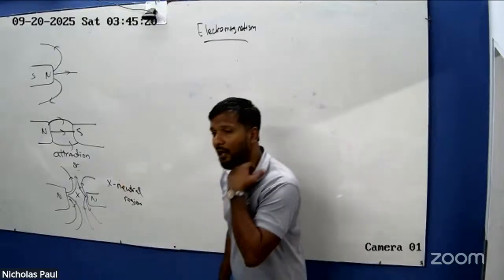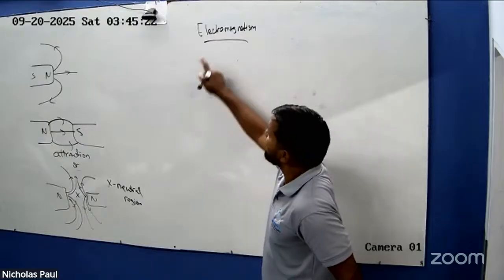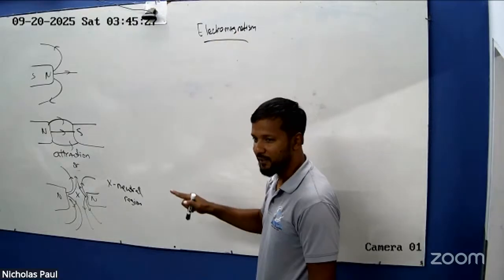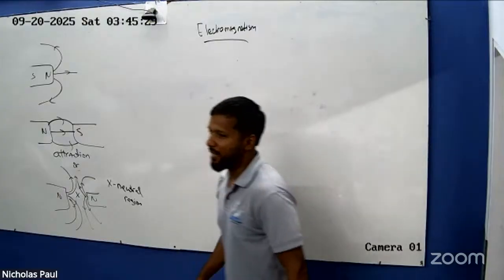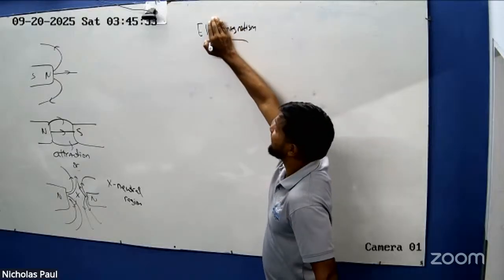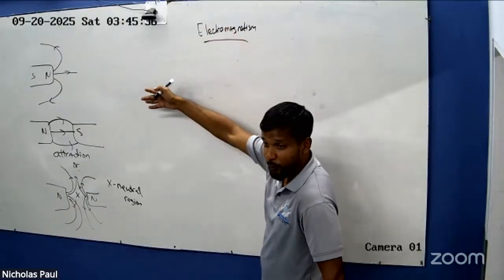Right. What do you think, Chris? What do you think electromagnetism means? Electromagnetism. If you can make a guess. Electro is what? Electricity. Magnetism is something to do with this, right?